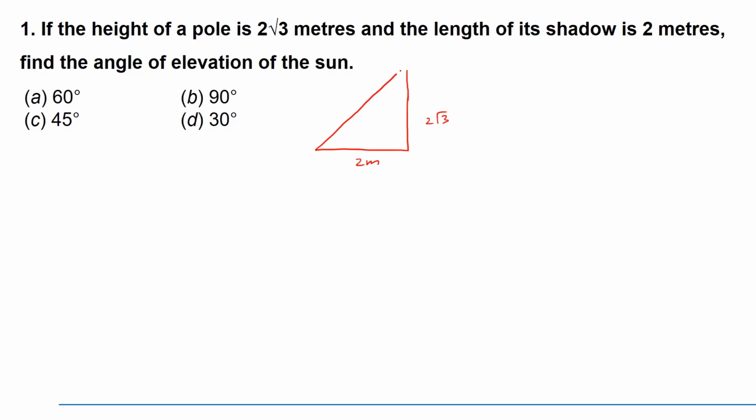Let me draw the hypotenuse. This is the angle of elevation theta. We have got the opposite side and the adjacent side. So to find theta, we can directly use tan theta. Tan theta is equal to opposite by adjacent. This is equal to 2 root 3 by 2. This is nothing but root 3. From the table we know for tan 60 degree, the value is root 3. Therefore theta is equal to 60 degree. The answer is A.